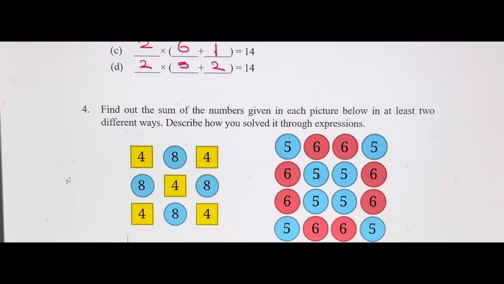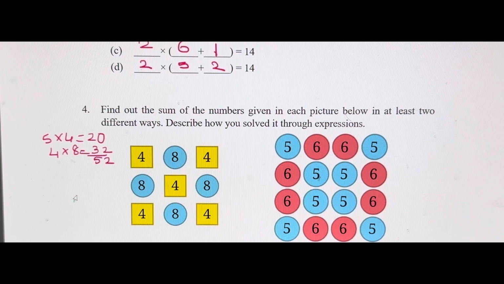Question number 4. Find out the sum of the numbers given in each picture below in at least 2 different ways. Describe how you solved it through an expression. So if we see the first picture, 4 is 5 times, you can count that, 1 2 3 4 5, and 8 is 4 times. So the first simple way is 5 into 4, that gives you 20, and 8 is 4 times, so 4 into 8 gives you 32. So the total is 52, right?